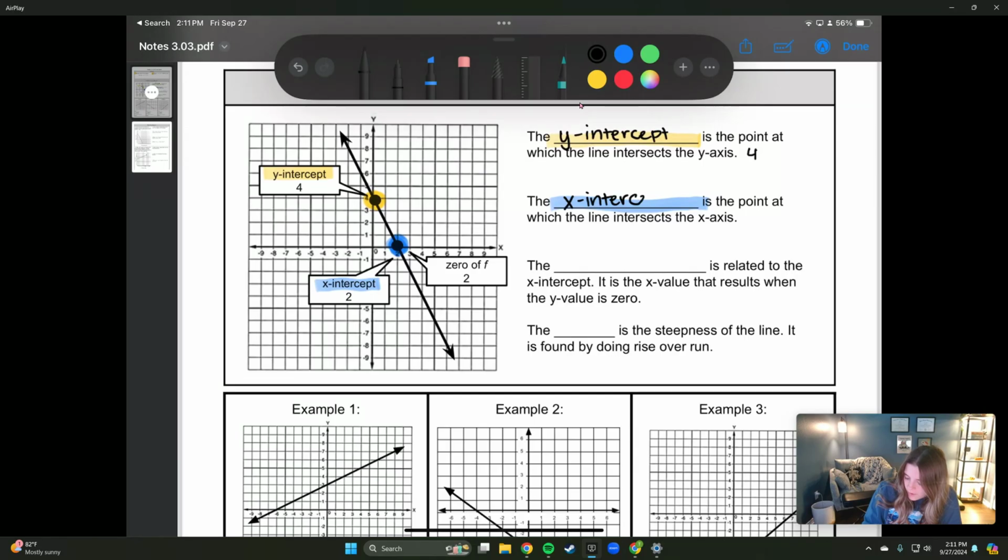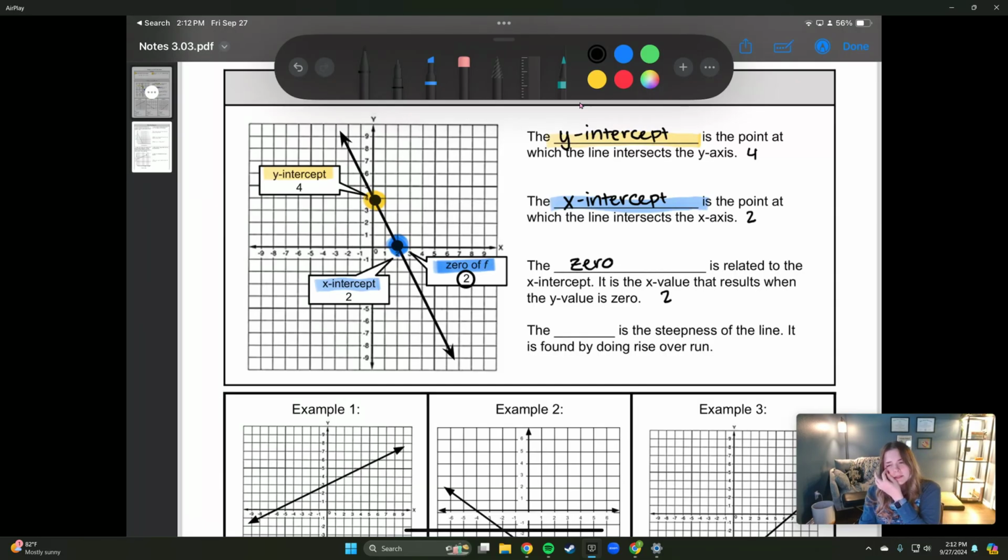But what else can we call it? We can also call it the 0. So the 0 and the x-intercept are the same value. In this case, the x-intercept is 2 and the 0 is 2. And the reason it's called that is because it's the x value that results when the y value is 0. So when you put 0 into the function, you will get 2.